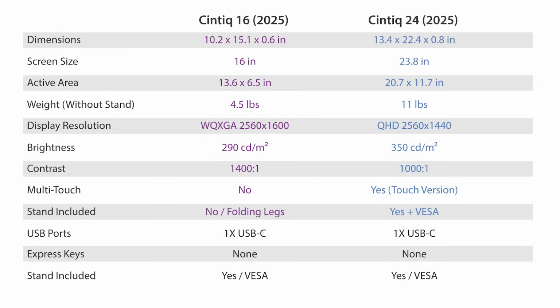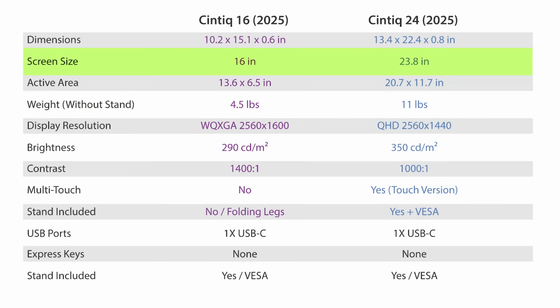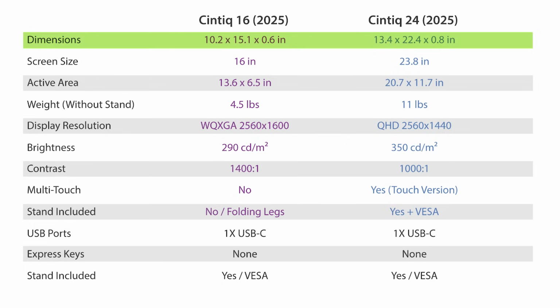Although this tablet feels very dense, it only weighs 11 pounds without the stand attached. The 24-inch screen is 23.8 inches diagonally, with outer dimensions of 13.4 by 22.4 inches. The active drawing area is 20.7 by 11.7 inches. It's comparable to a canvas in size, and is spacious enough for art, 3D, video, graphic design, and just about anything else you might want to do with it.